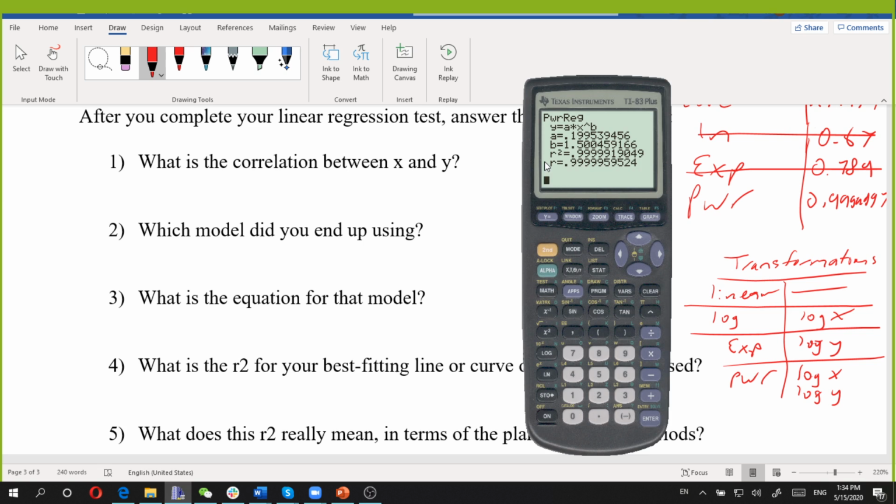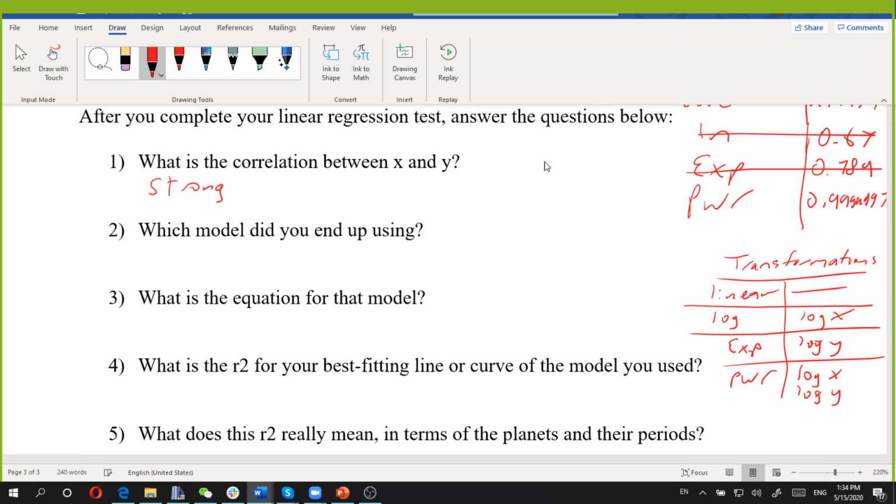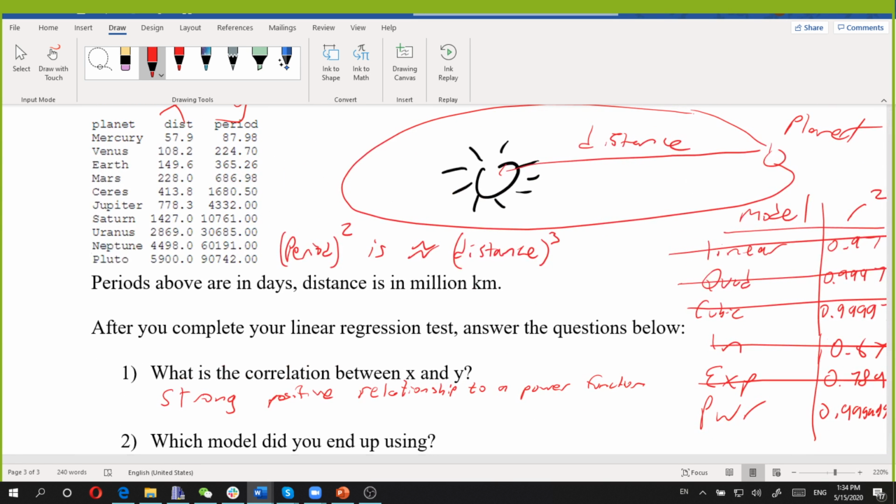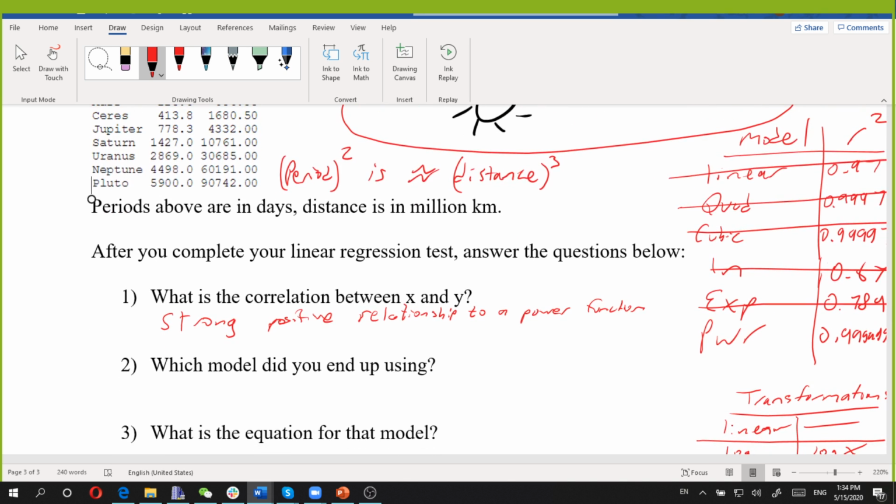Power. Okay, so we have a strong, positive relationship to a power function. Or we could say there is a strong positive power relationship between x and y. And we actually went a step further earlier, and we're able to prove that our period squared is proportional to our distance cubed. So that would mean y squared is directly proportional to x cubed.